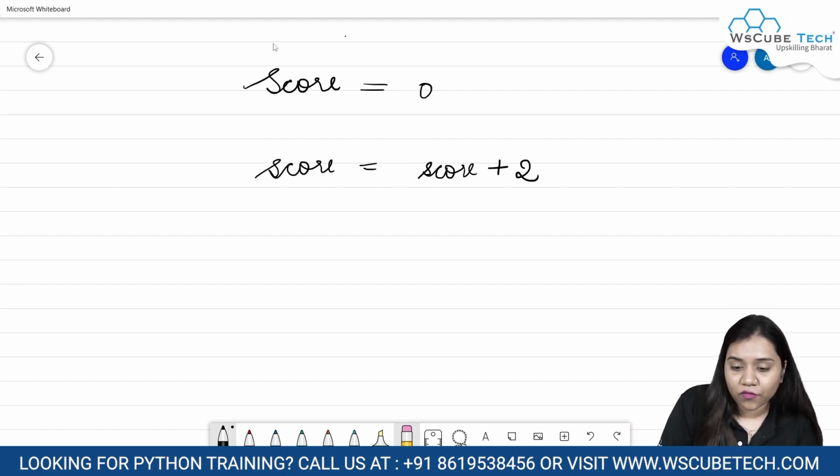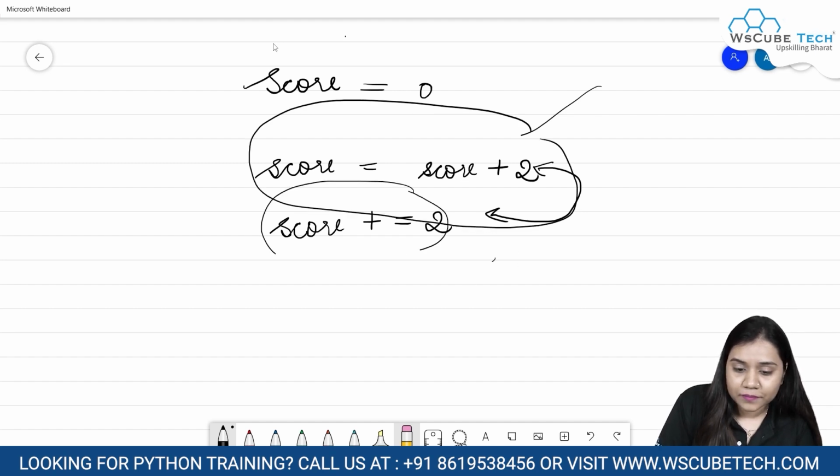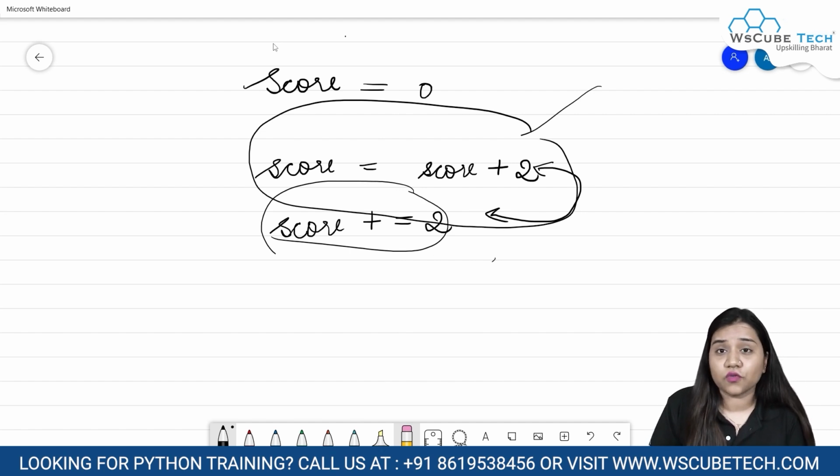Now there is one way of writing this. Then there is our assignment operator plus is equals to, where we don't have to write it over and over again. All we can do is write score plus is equals to 2. These both things are the same. What this equation will do, the second equation will do the same thing. So when we write score is equals to score plus 2, all we can do is write score plus is equals to 2.